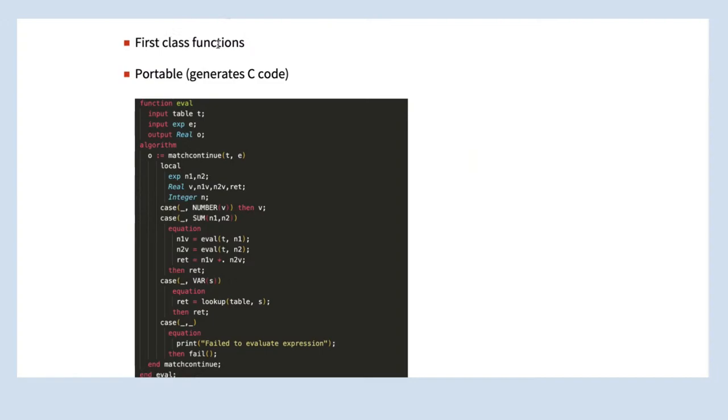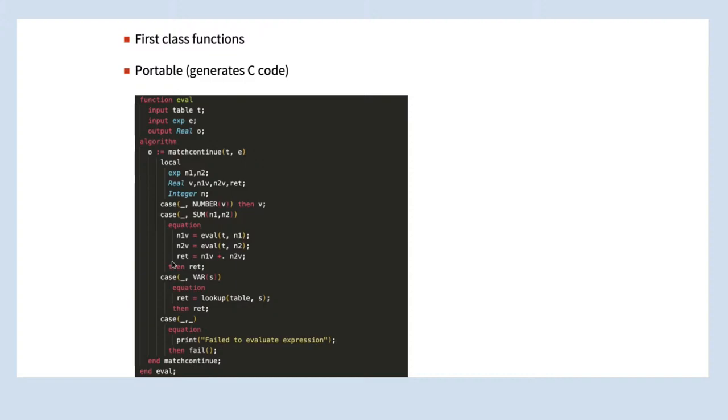This is how it looks. This is a function, an evaluator function for the data type that I described before. So we can see that in order to declare a function, you need to type function, and then you need to declare every input and every output of your function. And then we have this match where we are going to take our expression and return the internal value. Then we need to declare all the variables that we are going to use locally.